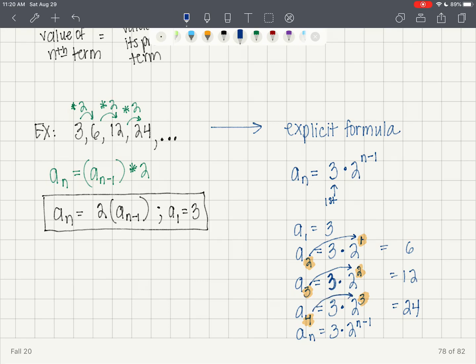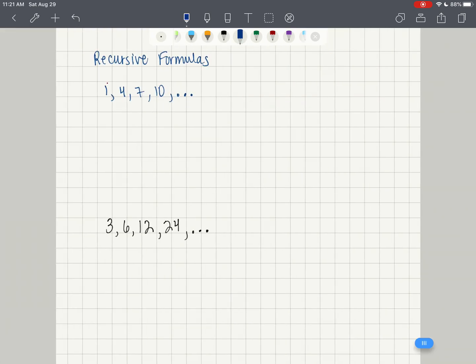4 to 3, that would be 3 is 1 less than 4. So therefore n minus 1, 1 less than n. Now these can be very tricky. These can be very, very tricky to solve.